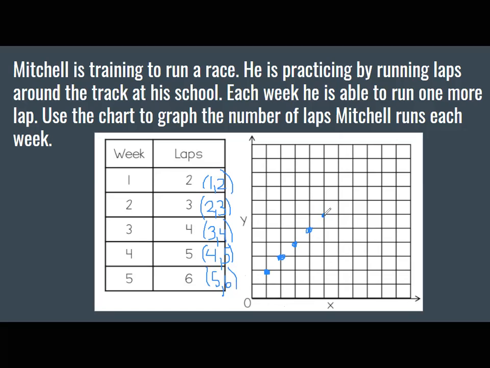So we can see by looking at the graph, it's increasing by 1 each week. He's increasing his number of laps by 1 each week. And we have created a nice straight line on our graph.